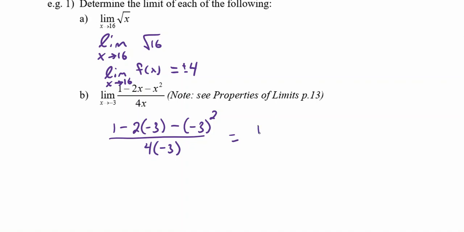Okay, then this would be 1 plus 6 minus 9 over negative 12. So this would be 1 over 6 in the end. So this shouldn't really seem like anything. Oh, I skipped a step there, yeah. In the end, it would end up being 1 over 6.